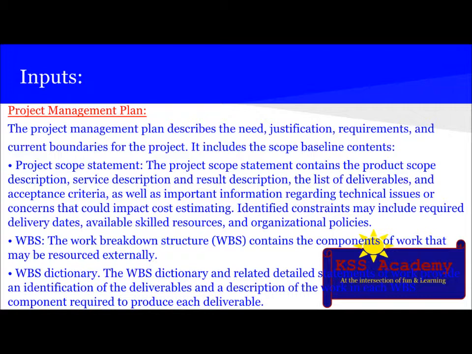Identified constraints may include required delivery dates, available skilled resources, and organization policies. The next thing is WBS. The work breakdown structure contains the components of work that may be resourced externally. And the last in the scope baseline, the WBS dictionary and other related detailed statements of work provide an identification of the deliverables and a description of the work in each WBS component required to produce each deliverable.